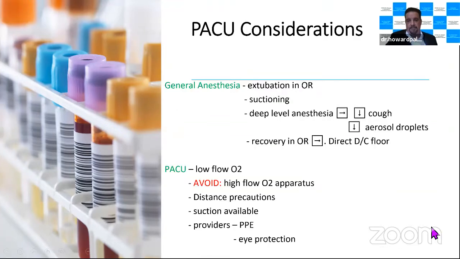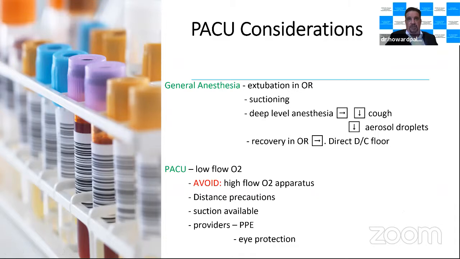Next slide. So for general anesthesia, the guidelines are that we should extubate our patients in the operating room. Prior to extubation, we should do adequate suctioning so that the impulse to cough and clear secretions is reduced. If airway considerations allow, we would do a deep level of anesthesia extubation to decrease cough and the potential for aerosol generation. And if your facility would permit, and it varies from area to area, the ideal is to recover the patient in the operating room so that you can directly discharge them from there back to the floor.